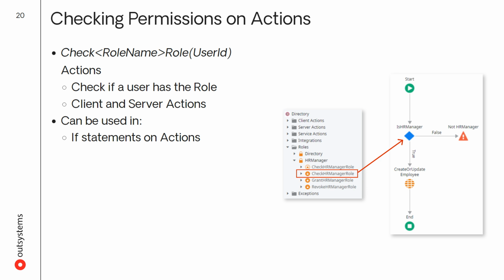For instance, in the illustrated logic flow, first, there's an if that checks if the user has the HR manager role, using the check role action. If it does, then the employee is created in the database, otherwise an exception is thrown.